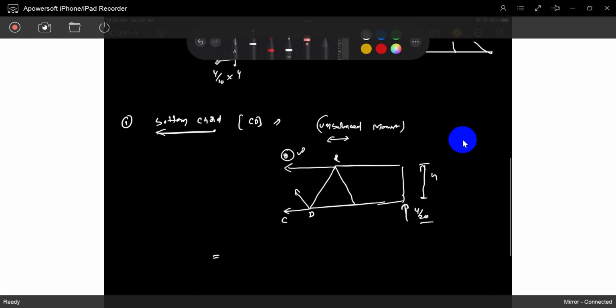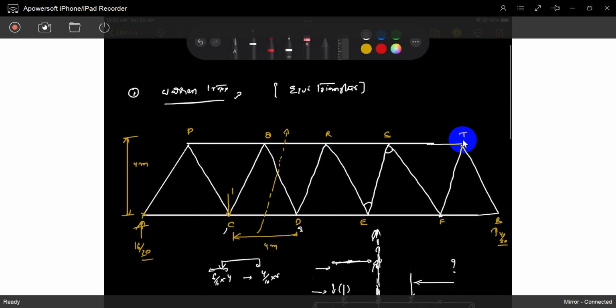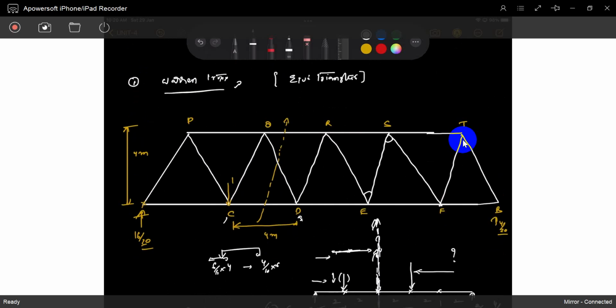Now write. CD force multiplied with H is equal to 4 by 20 multiplied with the distance. What is the distance? This is the distance exactly up to Q. Up to Q, what is the distance? The distance is C. This is the distance.